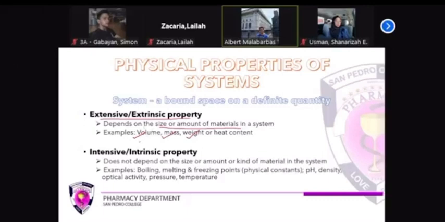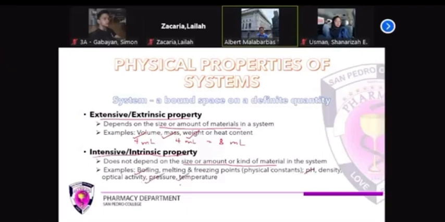So this is a property that depends upon the size or amount. For example, volume: if you add 4 ml of solution A with another 4 ml of solution B, it will become 8 ml. So it depends on size or amount. On another note, intensive or intrinsic properties are properties that do not depend on the size or amount or kind of material in a system. Examples are boiling, melting, freezing points, pH, pressure, temperature, etc.